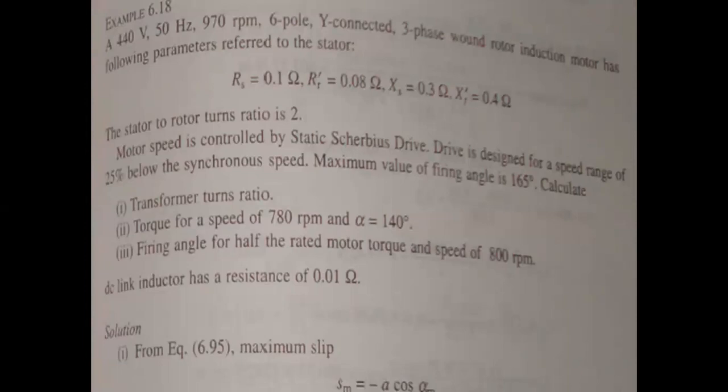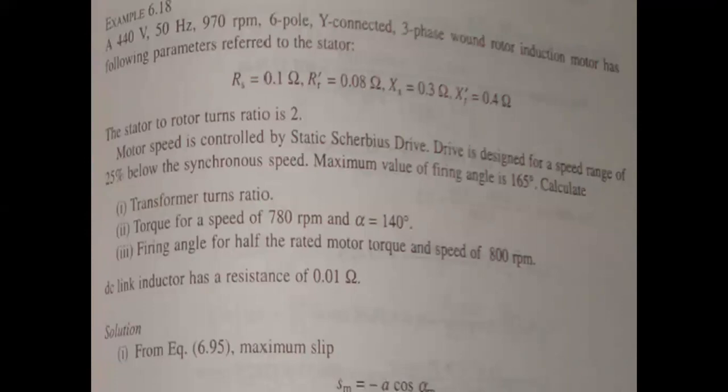The motor speed is, now it is a problem on static Scherbius drive. So motor speed is controlled by static Scherbius drive. The drive is designed for a speed range of 25% below the synchronous speed. The maximum value of the firing angle of the thyristors is 165 degrees. Calculate the transformer's turns ratio, first one.